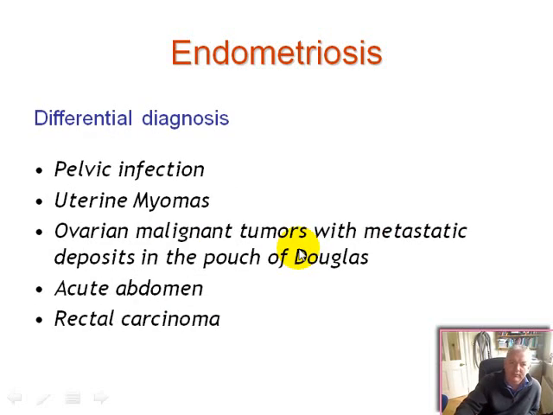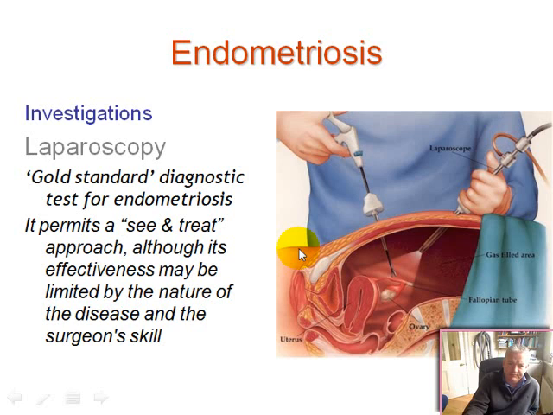What other diagnoses should come to mind in patients that demonstrate pelvic pain and cyclic dysmenorrhea? Well, pelvic infection needs to be ruled out, and fibroids and tumours that may occur must also be considered, as well as the acute abdomen with appendicitis, etc. If there's rectal bleeding, certainly tumours in that area should also be considered.